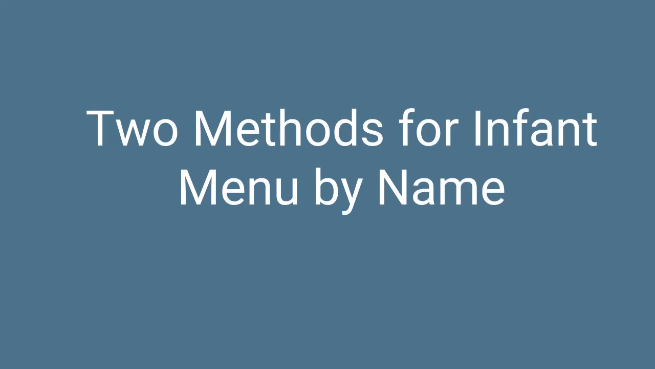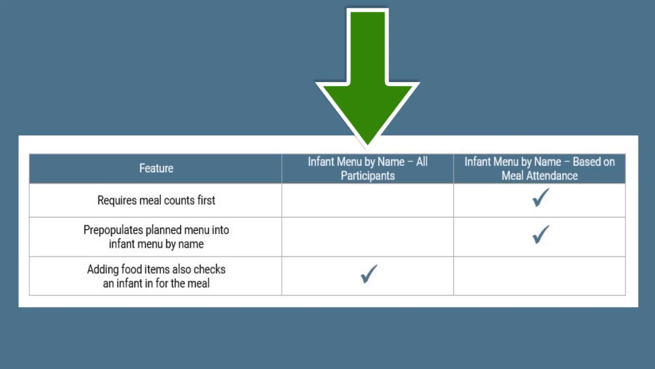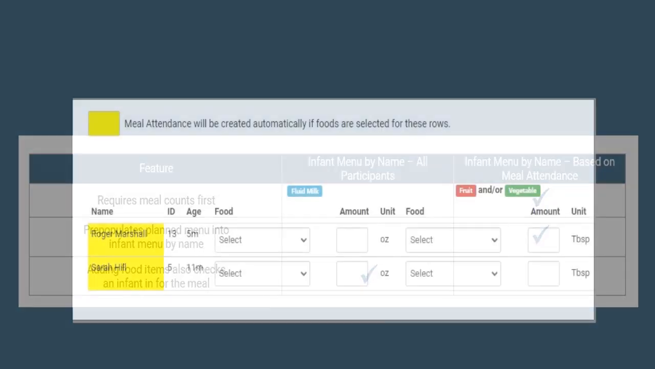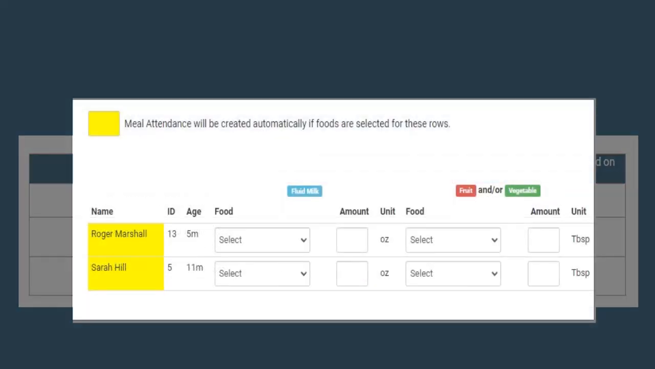We have two methods for infant menu by name. The first method is all participants. This method will show all children under 12 months old on the screen, and not just those that have been checked in for a meal. Because we do not have meal counts to tell us which infants are eating, we cannot pre-fill the food items from the planned menu if you are using the all participants method. When the provider or center completes the infant food items, we will check the child in for a meal if they are not already. Infants who will be checked in for a meal after entering the food items have their names highlighted in yellow.